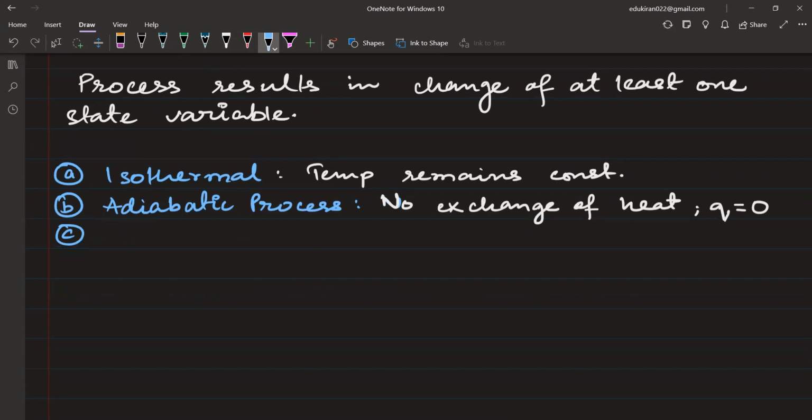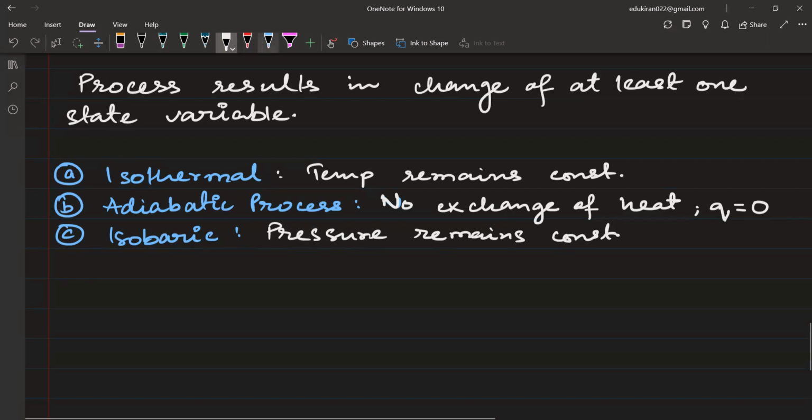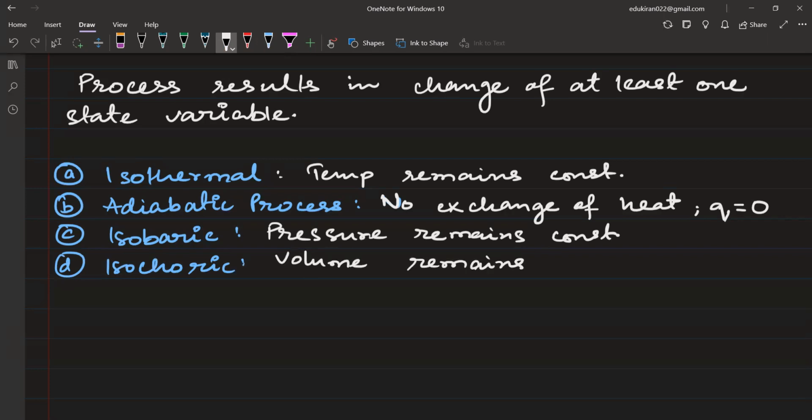Write the C part. Isobaric process. In isobaric process, the pressure is constant. Pressure remains constant. D is isochoric process. In isochoric process, volume is constant. Volume remains constant.